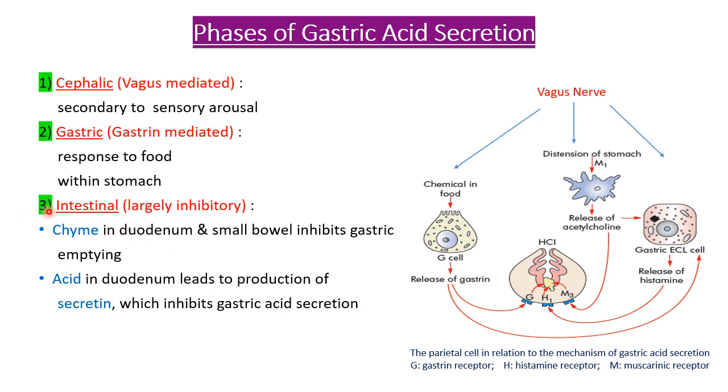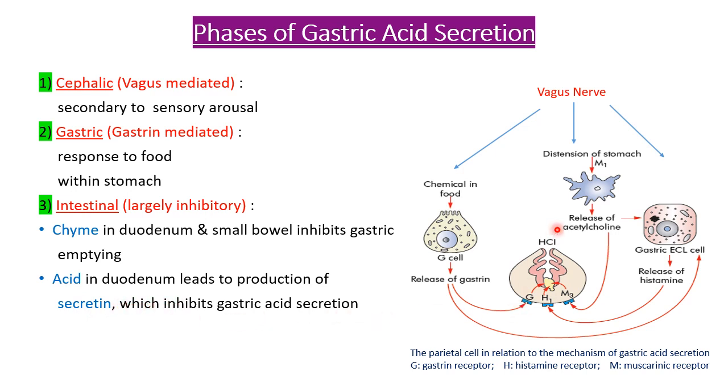The third one is the intestinal phase, which is largely inhibitory. Presence of chyme in the duodenum and small bowel inhibits gastric emptying. Acid in the duodenum leads to production of secretin, which inhibits gastric secretion and increases production of bicarbonate, so it makes the duodenal environment more alkaline.